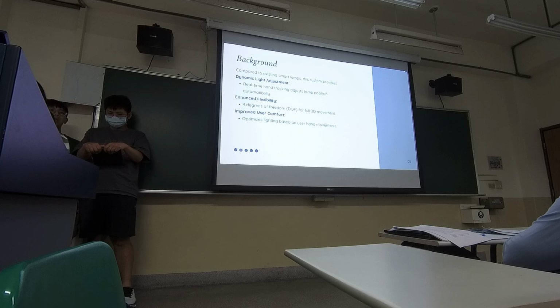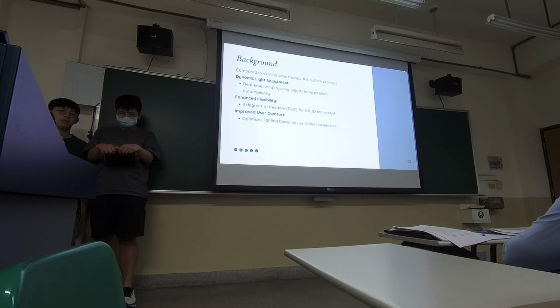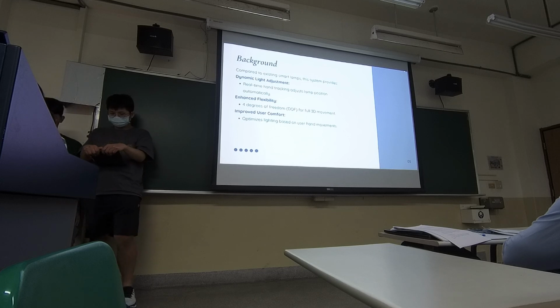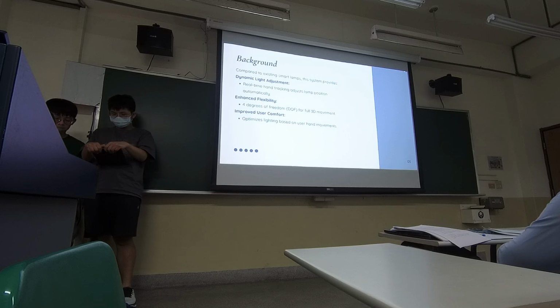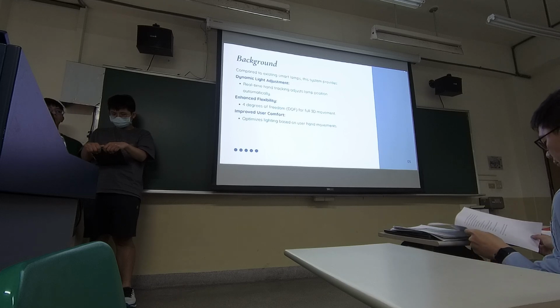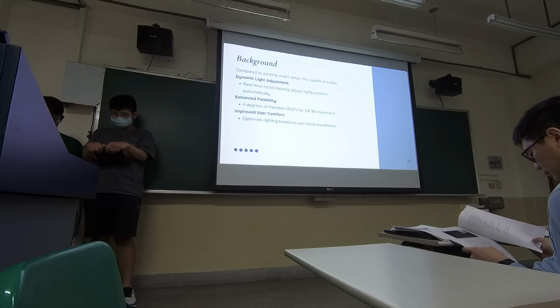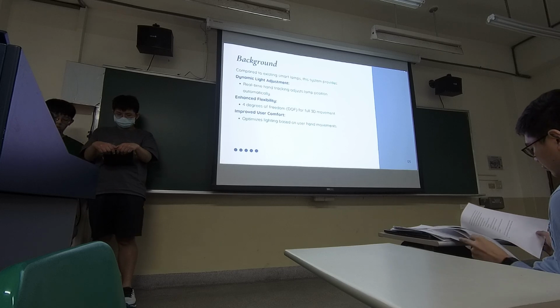Second, the system will have enhanced flexibility with 4 degrees of freedom, meaning the lamp can move in fully 3-dimensional space. It is unlike traditional smart lamps that are usually limited to preset modes or basic up and down movements. Finally, improved user comfort is the key focus. The lamp tracks hand movements to ensure that the lighting remains optimal for any task, whether reading, writing, or using a computer, in real time for the user's needs.